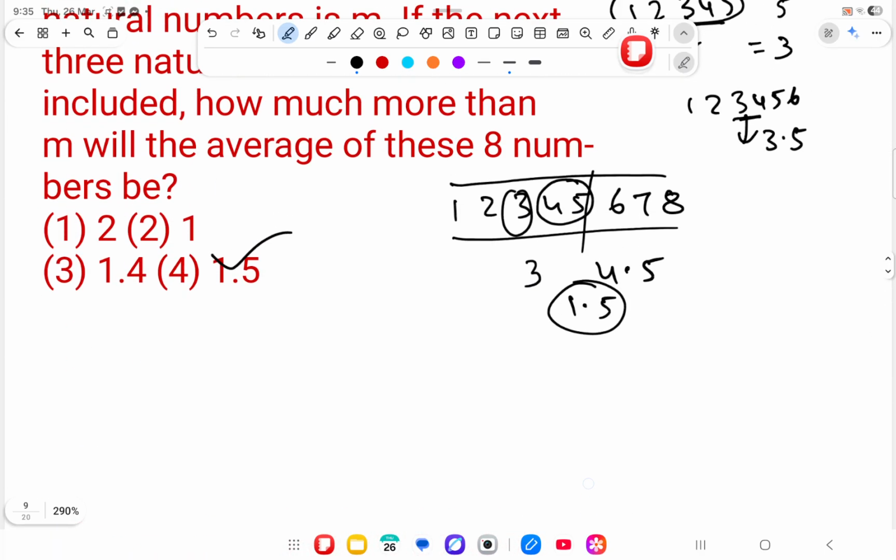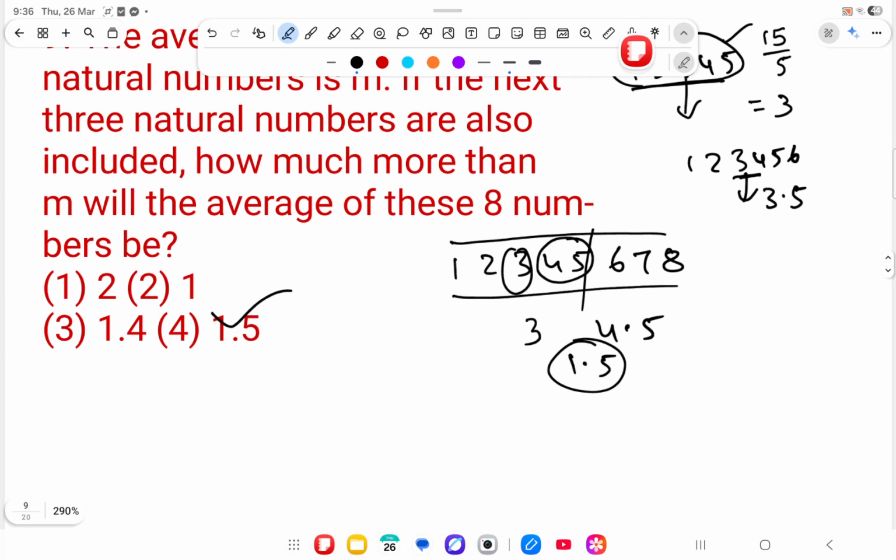Then one more thing here. Suppose the difference is 2. Suppose we take 1, 3, 5, 7, 9. Average is 5. Then consider another 3 numbers: 11, 13, 15. Now what will be the average? Average of the middlemost numbers. Middlemost numbers are these both. Average of 7 and 9 is 8.